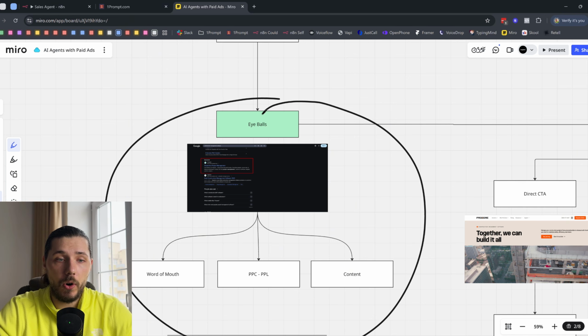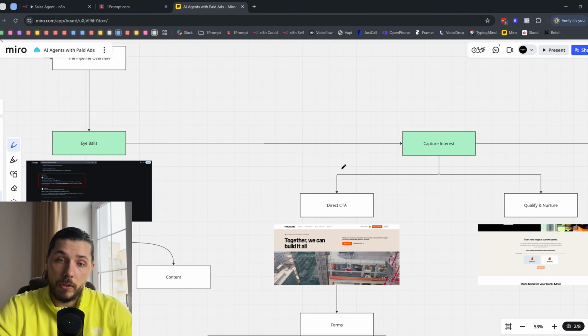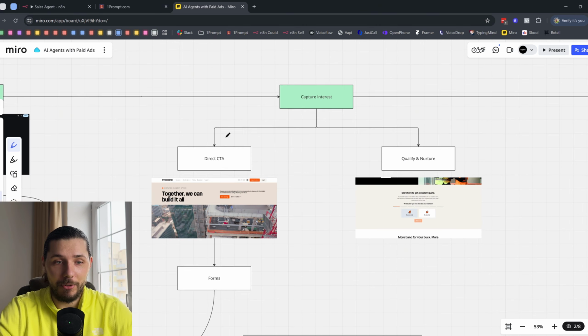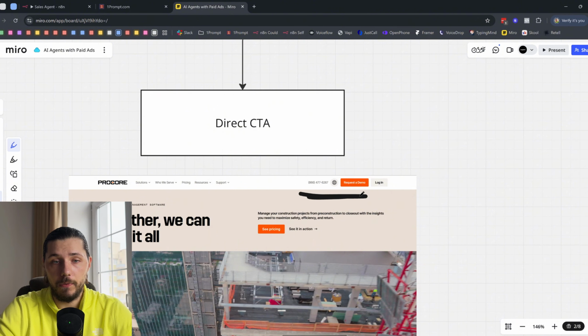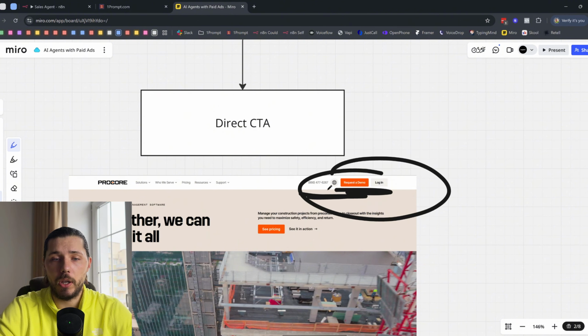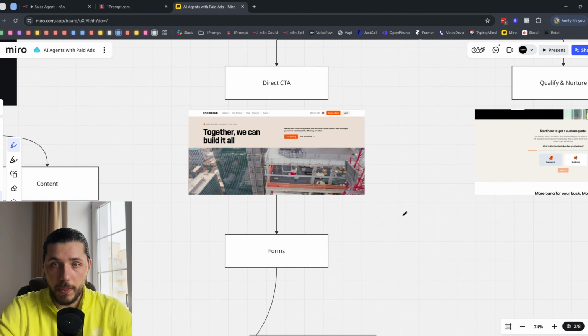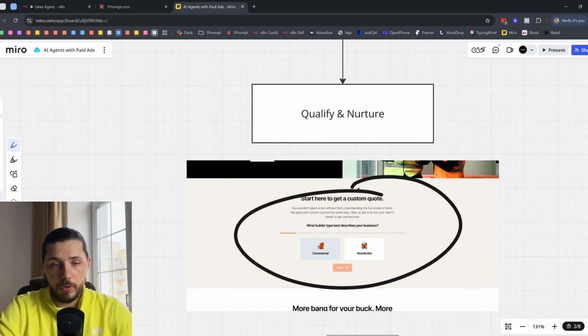So we are getting the eyeballs. Let's say this is Google Ads. Once we've got the eyeballs, we're capturing the interest through the direct CTA, same thing, through the phone number, or maybe the booking process on the website, or through the forms, right? Then we are qualifying and nurturing people through the same forms.